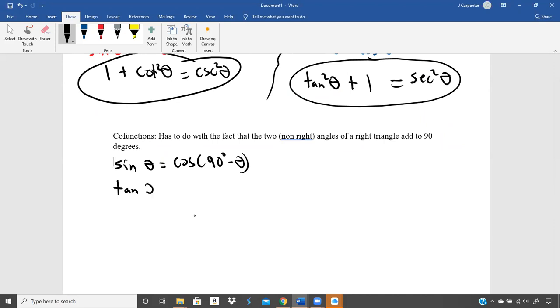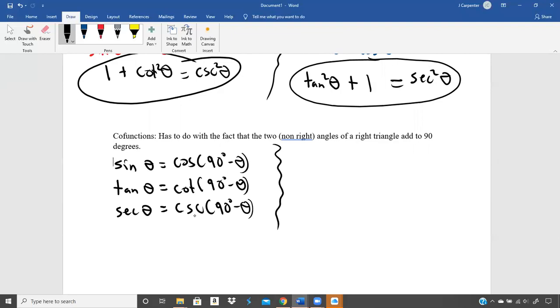The tangent of theta is the same thing as doing the cotangent of 90 degrees minus theta. And the secant of theta is the same thing as doing, you might be able to guess it, the cosecant of 90 degrees minus theta. Now these work the same way as reciprocal functions. You can write them out two different ways. I didn't do that for the reciprocals, but I will for these. So the other version is that the cosine of theta is equal to the, why did I start with the parentheses?